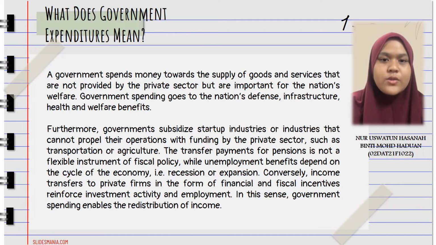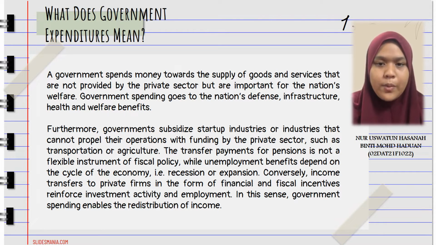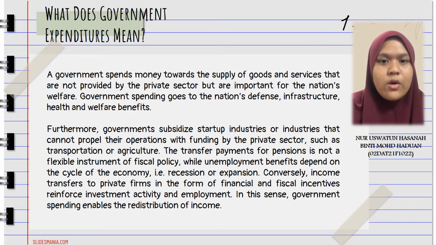Government spending goes to the nation's defense, infrastructure, health and welfare benefits. Furthermore, government subsidies prop up industries that cannot sustain operation when funded by the private sector, such as transportation or agriculture. The transfer payment for pension is not a flexible adjustment of fiscal policy, while unemployment benefit depends on the cycle of the economy, including recession or expansion.